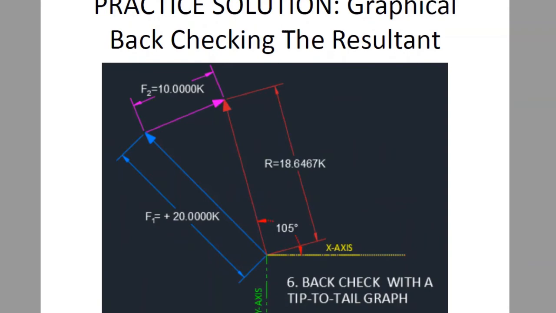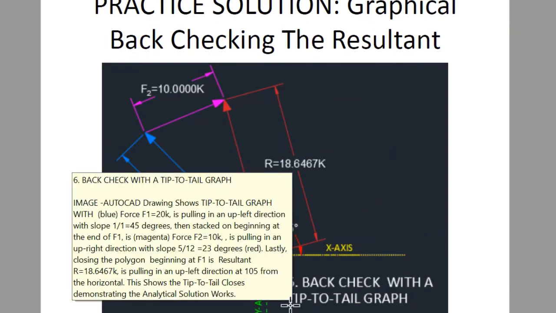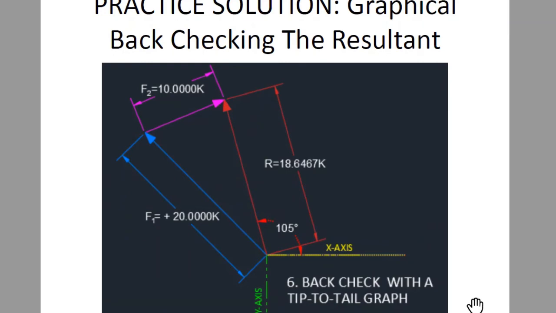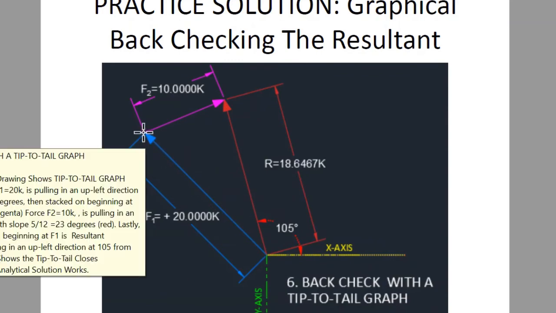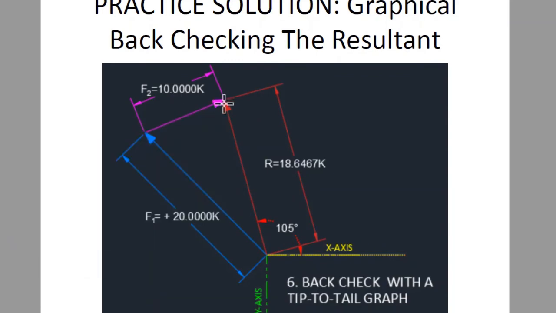The last step is to graphically back check our resultant. We do this by creating a tip to tail graph, beginning with force 1 and then stacking force 2, and then closing up our polygon with a line beginning at the beginning of our first force and ending at the end of our last force. We find that our resultant would be equal to 18.6467 kN.